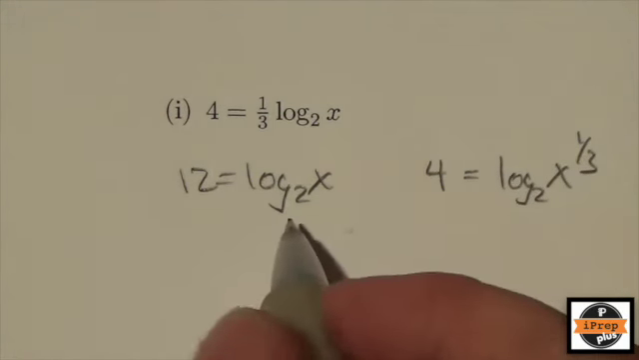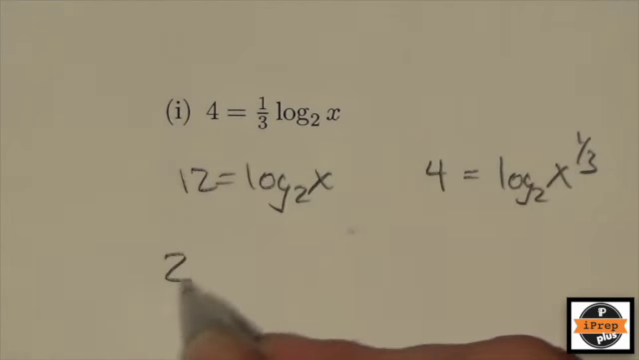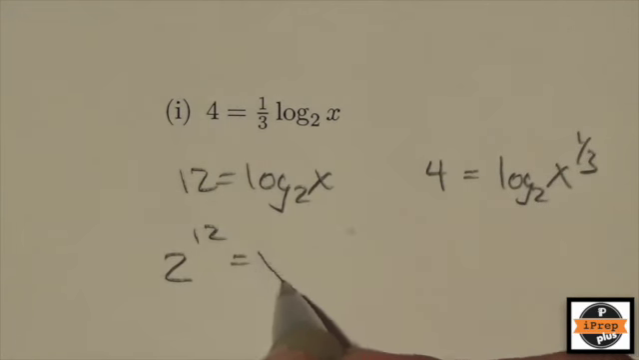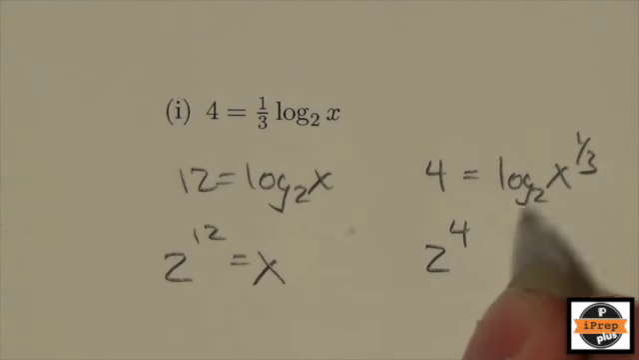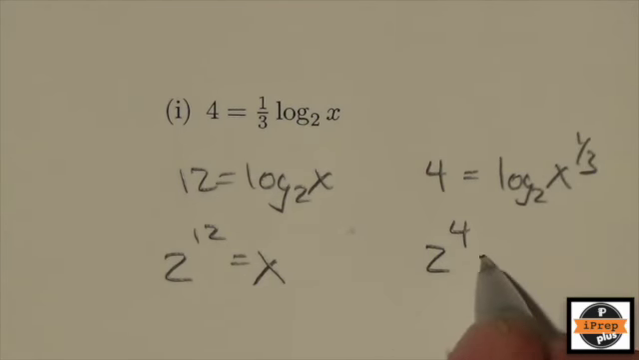And now we'll convert forms here. So this will become 2 to the 12, because the base of the logarithm is the base of the power. A logarithm is equal to an exponent, so 2 to the 12 is equal to x. Or you could think of this as 2 to the 4. The base of the logarithm is the base of the power, the logarithm is an exponent, and this will equal x to the 1/3, the argument of the logarithm.